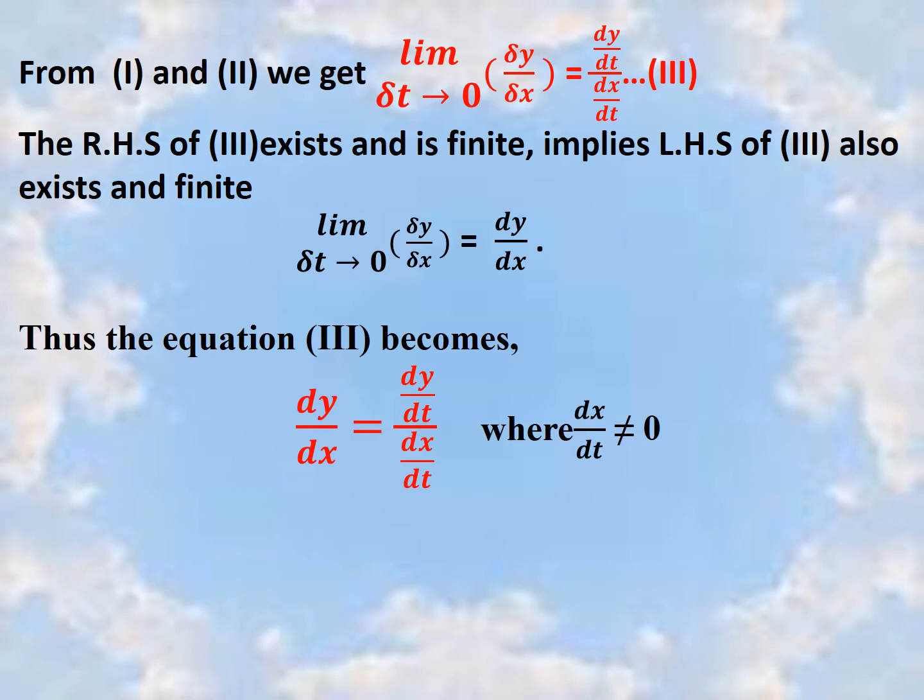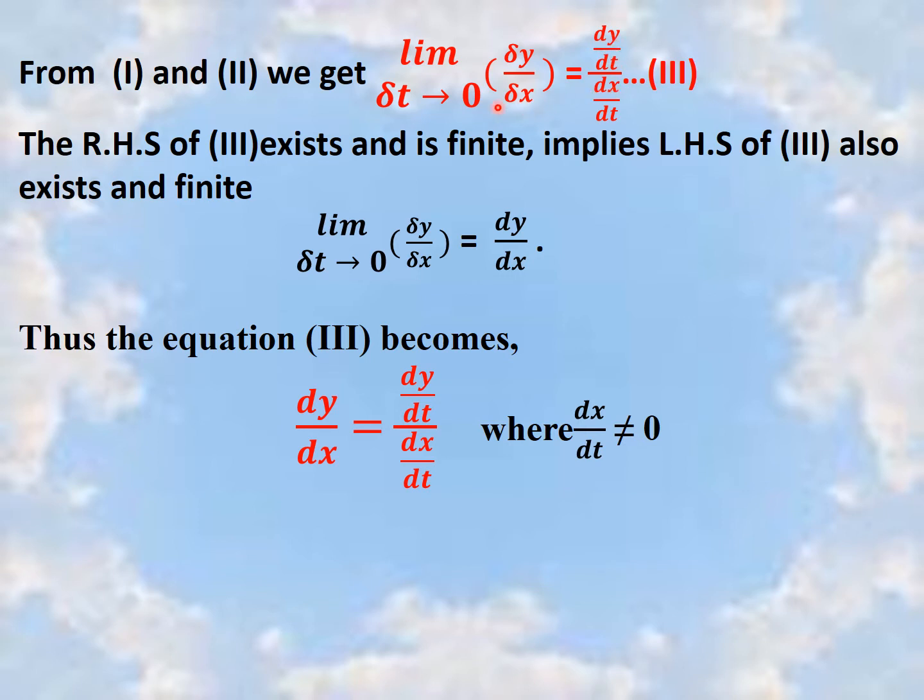Now from equations 1 and 2, we can say that limit delta t tends to 0 delta y by delta x is equal to dy by dt upon dx by dt, because the right hand side part we have already defined because x and y are differentiable functions.